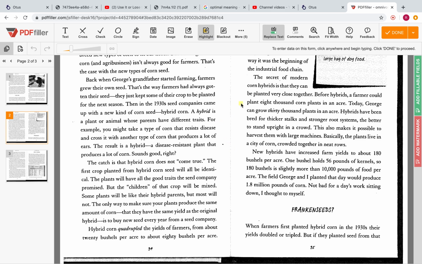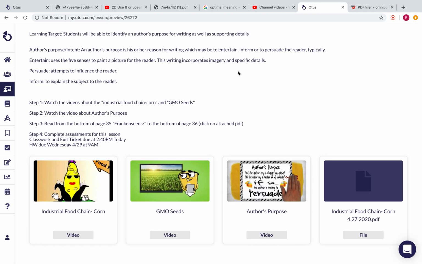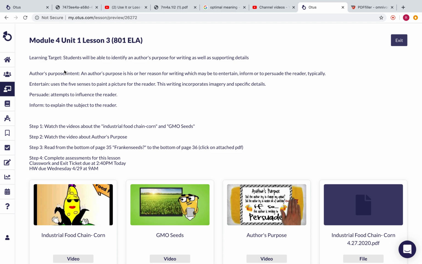The focus of today's lesson is going to be on author's purpose. Now, what is an author's purpose? An author's purpose is his or her reason for writing, which may be to entertain, inform, or persuade the reader, typically. So, those are the three purposes that we are going to focus on.